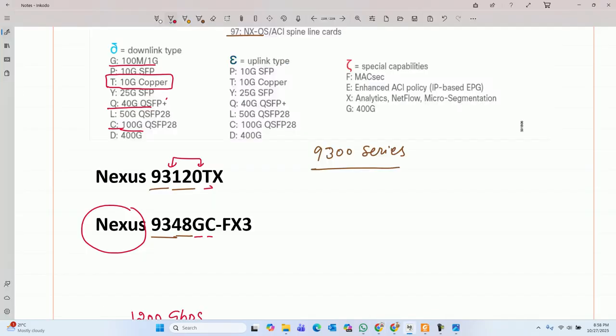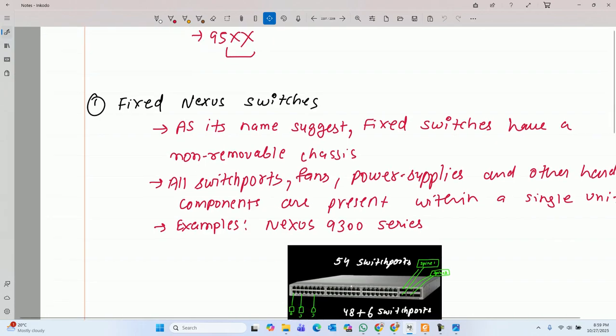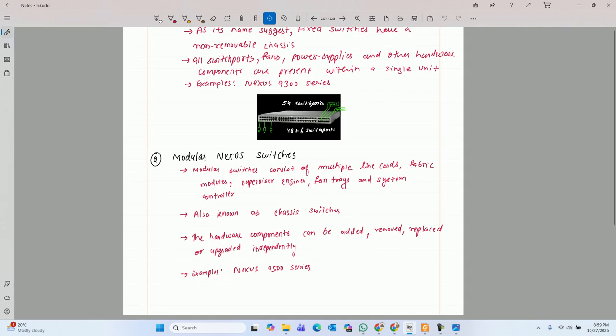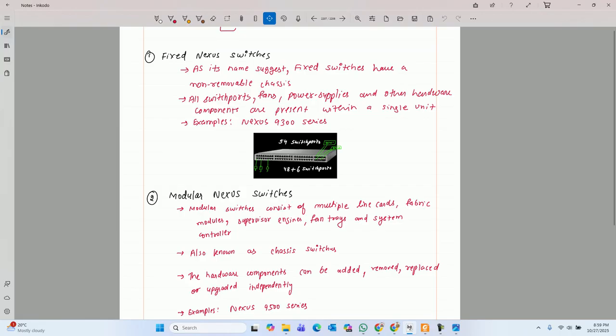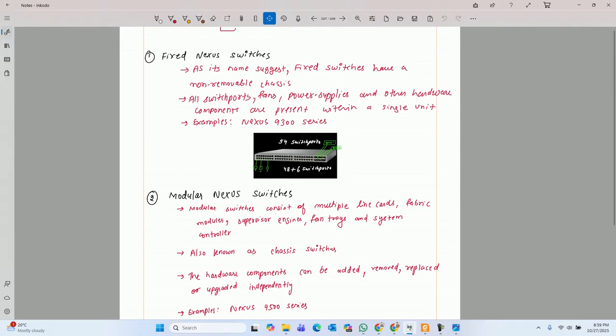So this name always holds a meaning. It's not just a random name. So you must know that whenever we choose a switch, it always has a meaning, and the name is self-explanatory. You can get the idea of what this switch has, or what the capabilities of this particular switch are.